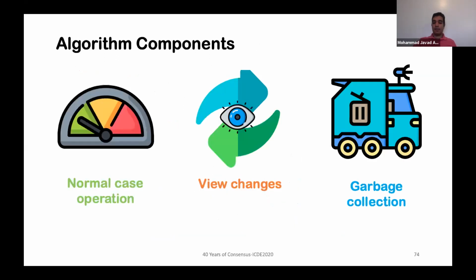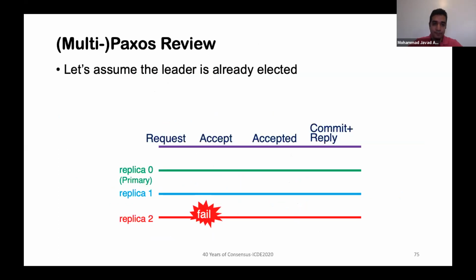The PBFT protocol has three main components. One is the normal case operation. One is the view change, where we have a faulty leader and we need to switch the leader. And one is the garbage collection, for basically saving storage. To explain PBFT, I'm going to start with multi-Paxos and then see why we need one more phase of communication and why we need more nodes.